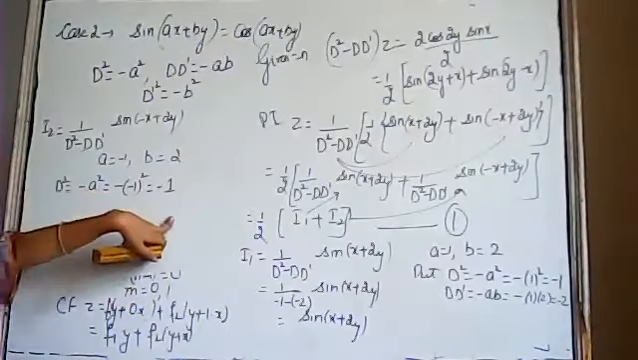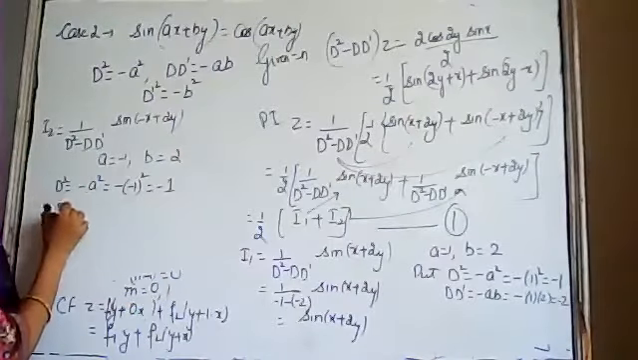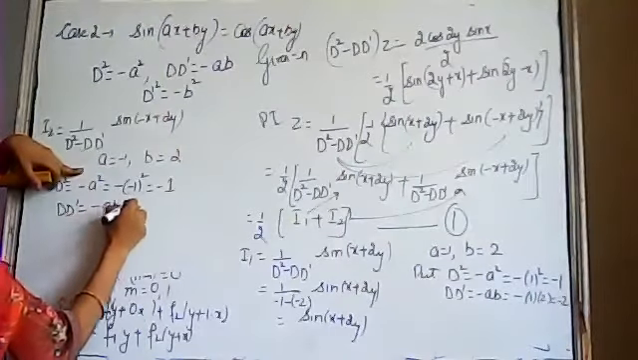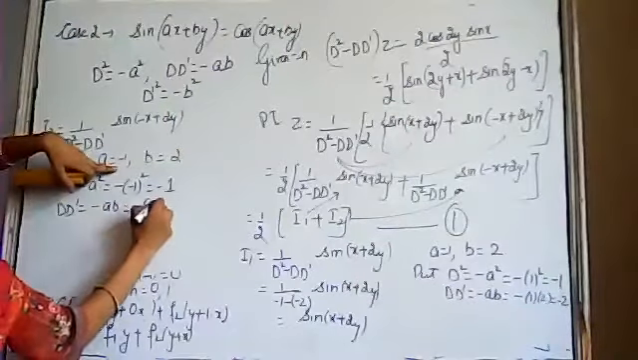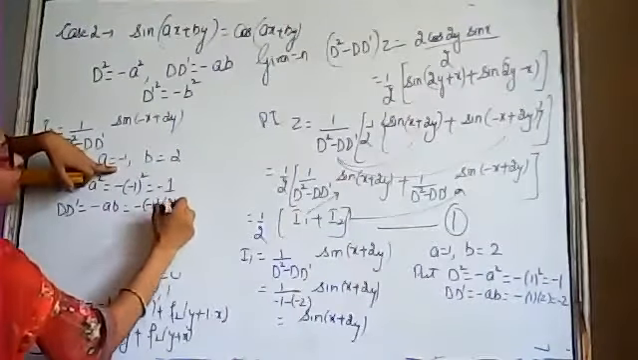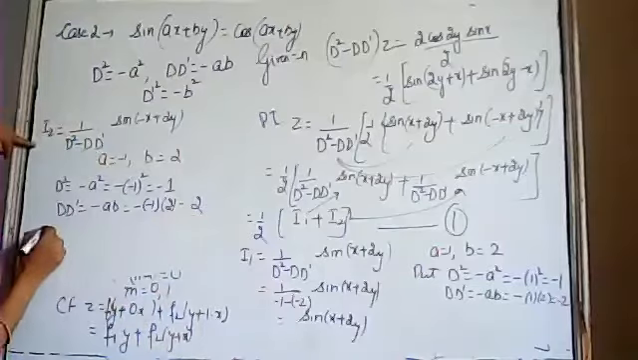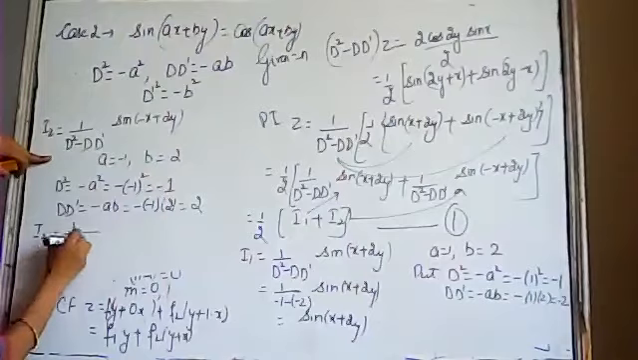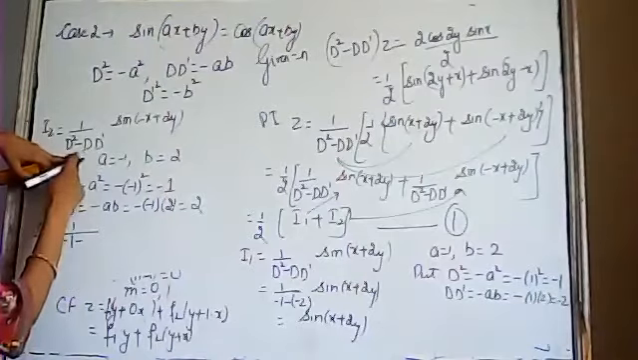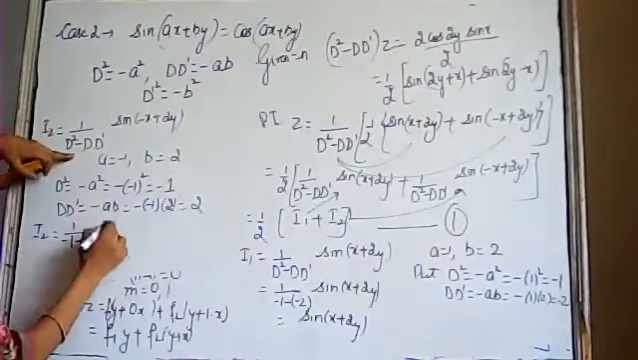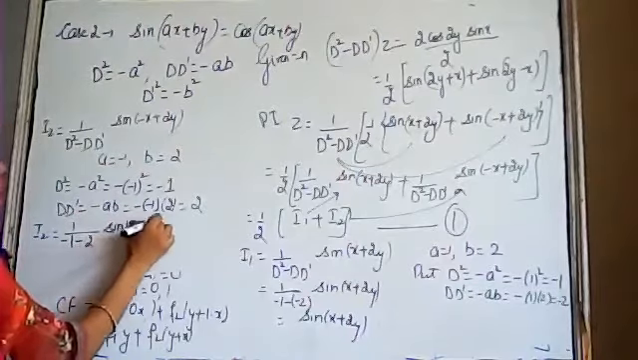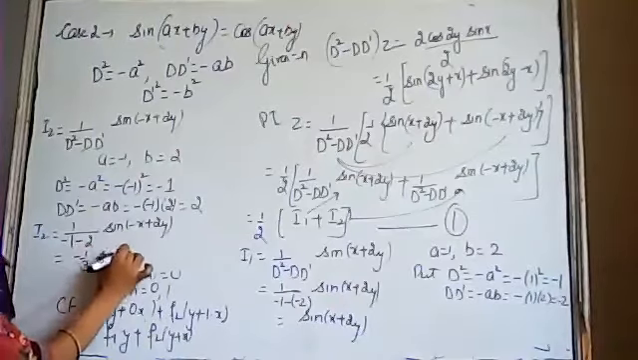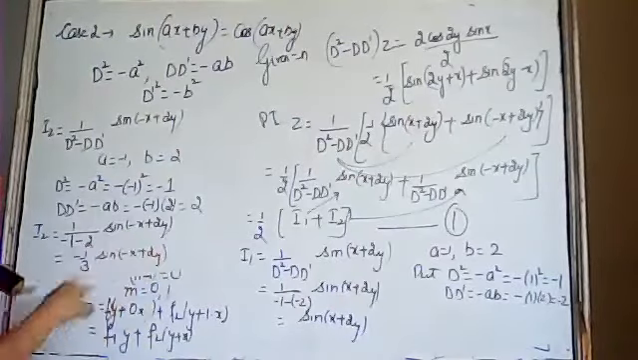We get minus 1. Similarly, DD', it will be minus a into b. The value of a is minus 1. The value of b is 2. It will become 2. So substitute the values. I2 is equals to 1/(D² is minus 1. This minus will remain as it is, and the value of DD' is 2) into sine of (minus x plus 2y), and it will become minus 1/3 sine of (minus x plus 2y).